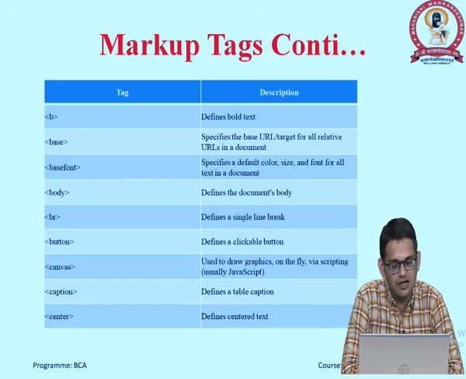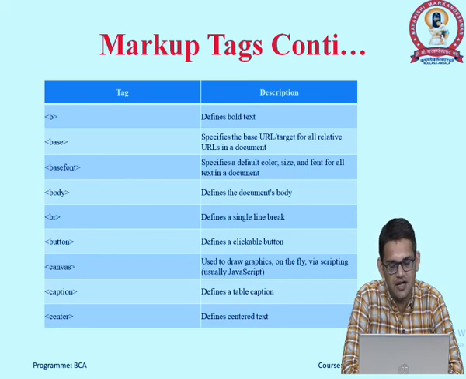Next one is the button tag. It defines a clickable button. Suppose in any web page we have used multiple buttons. For creating buttons we need to use the button tag. Next one is the canvas tag. It is used to draw graphics on the fly via scripting, using JavaScript. By using JavaScript we can draw graphics or animation with the canvas tag.